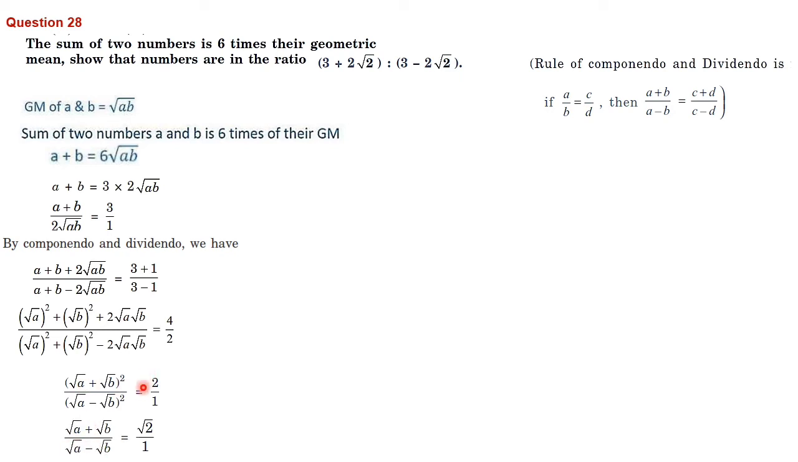Here there are no squares, because of that the square root will come as square root 2, and here the square root of 1 is 1 itself. What we have done here is taking the square root. Then again one more time we are taking componendo and dividendo.